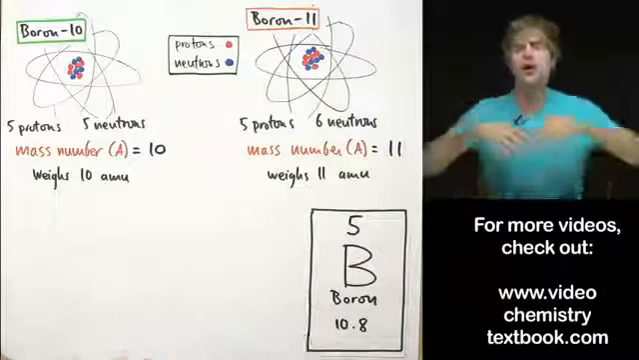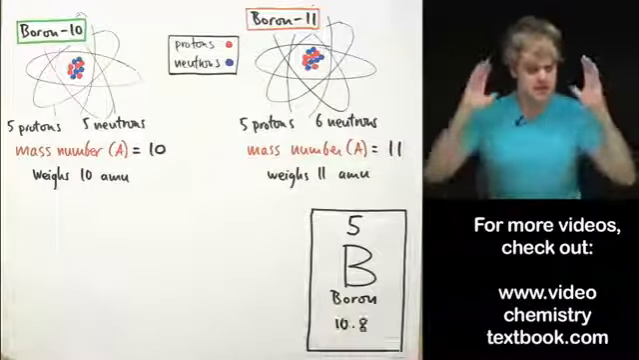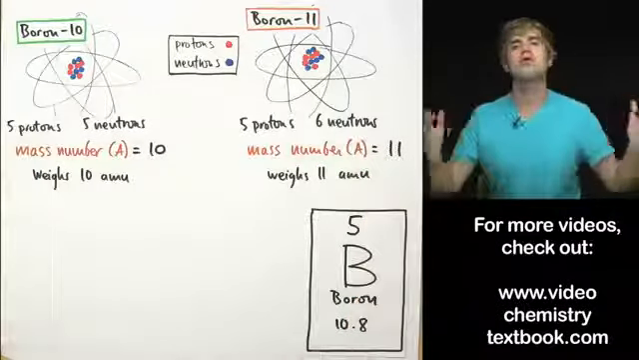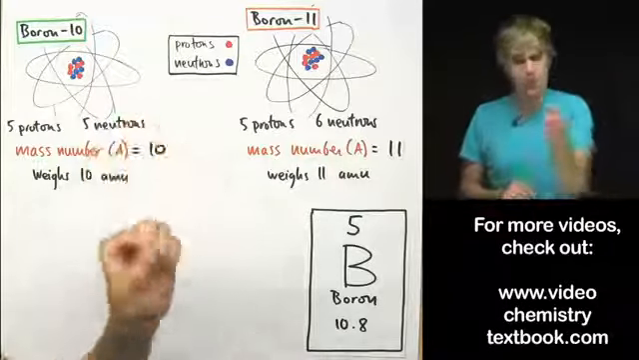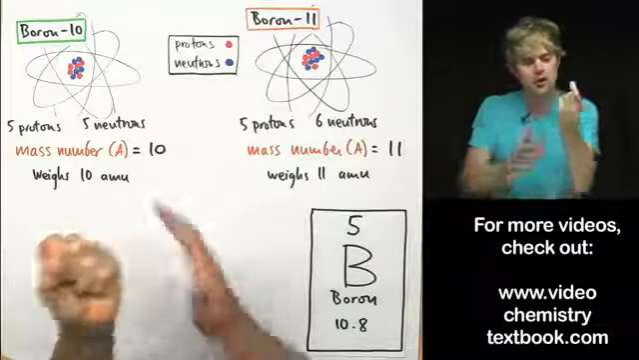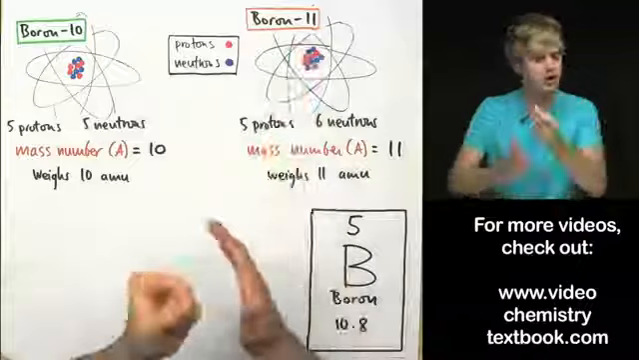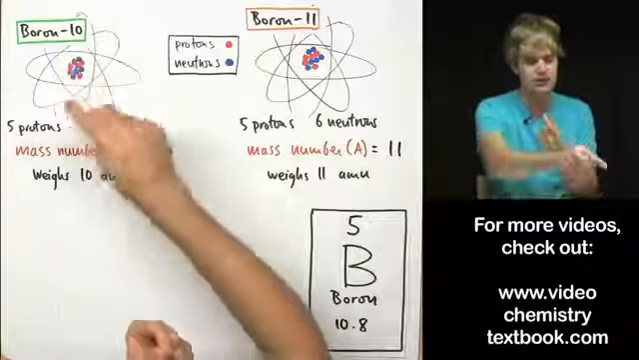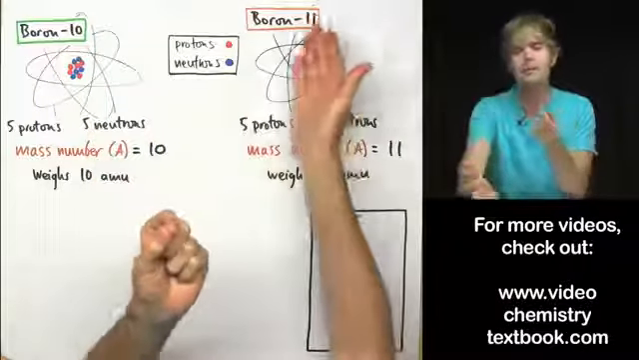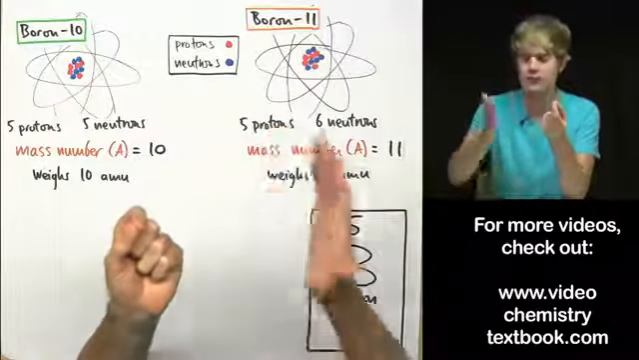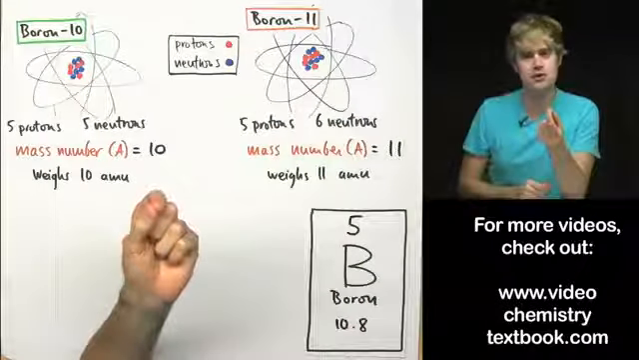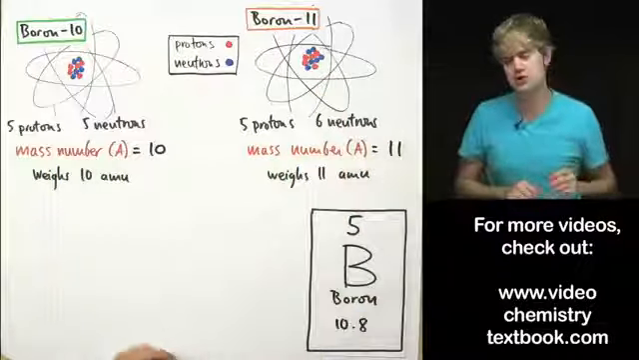There are billions and trillions and gazillions of boron atoms in the world. If we could pick one up at random, it could be either one of these two types. It could be a boron-10 atom with 5 protons and 5 neutrons, or it might be a boron-11 atom with 5 protons and 6 neutrons. So boron comes in these two versions.